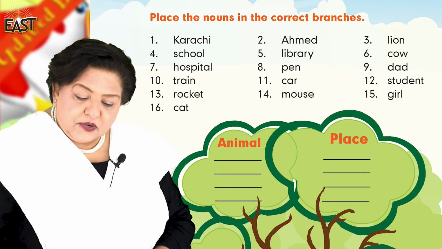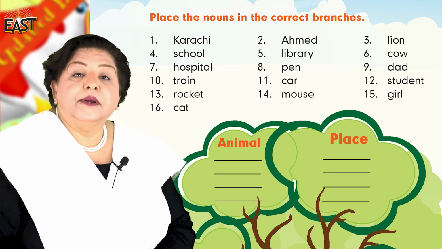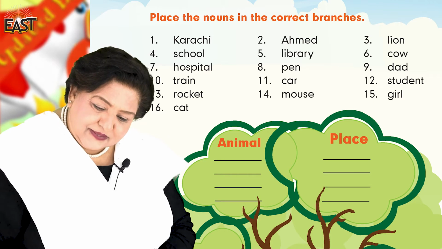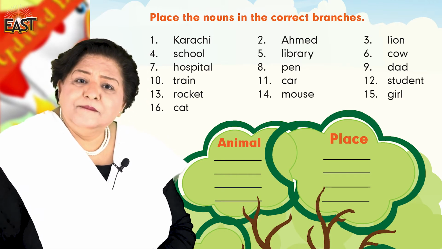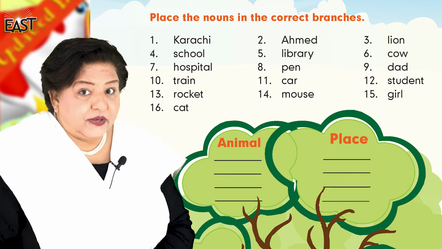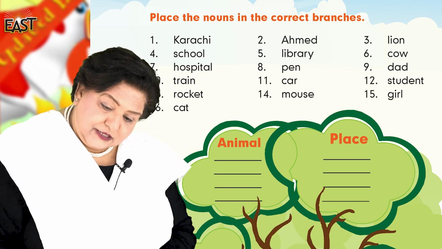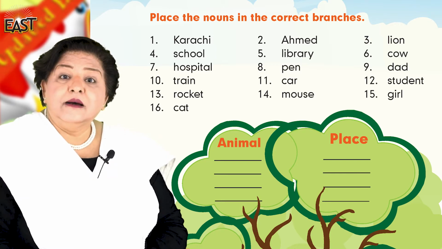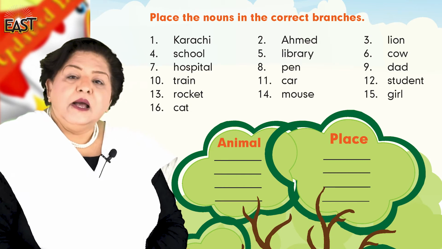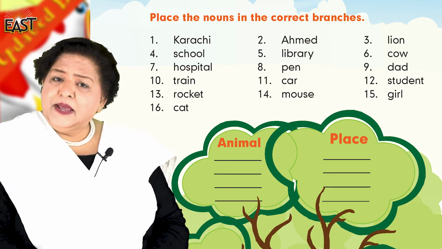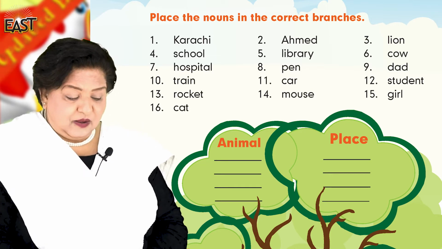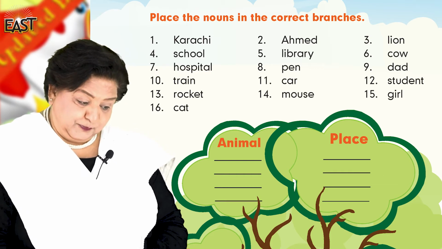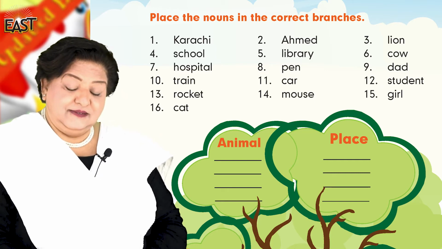Now, what about library? Library is another place. Well done. A cow. Good. It's an animal that gives us milk and meat. Well done. What about a hospital? What happens in a hospital? So it's a place. Very good. A pen. A pen is a thing. Well done. Dad. What is dad? A person. Very good.